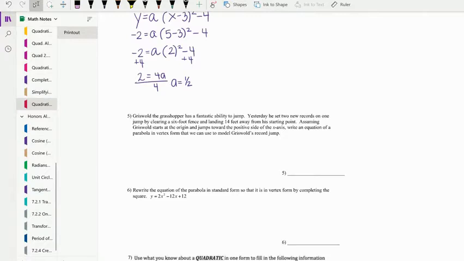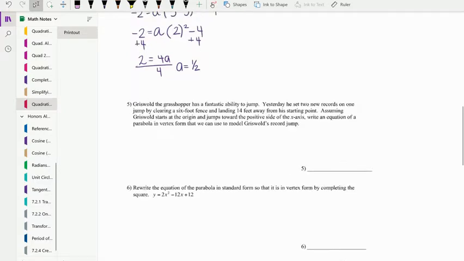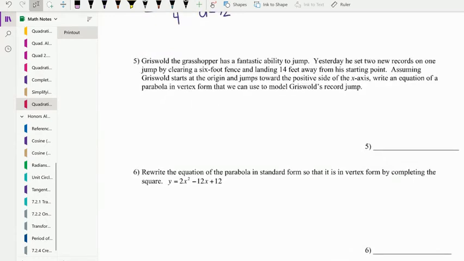So we have a word problem. This is our modeling with quadratics section. Griswold the grasshopper has a fantastic ability to jump. Yesterday, he set 2 new records on one jump by clearing a 6-foot fence and landing 14 feet away from his starting point. Assuming Griswold starts at the origin and jumps toward the positive side of the x-axis, write an equation of a parabola in vertex form so that we can model Griswold's record jump.